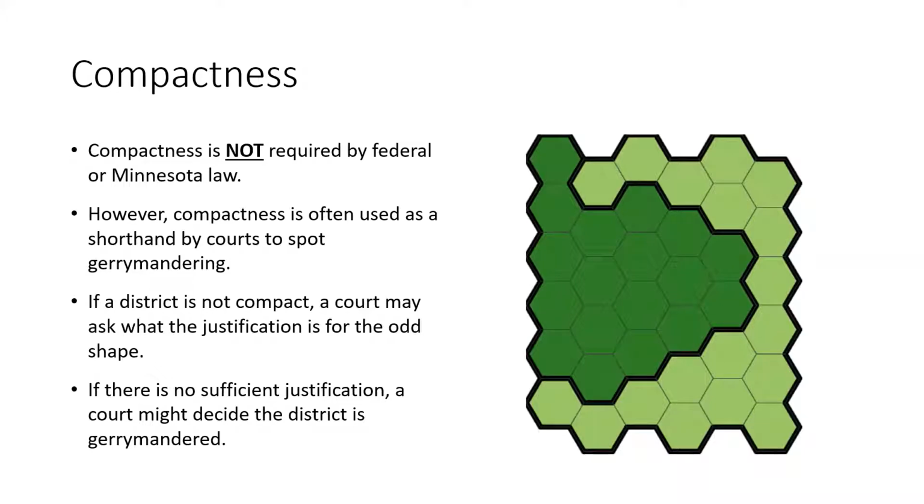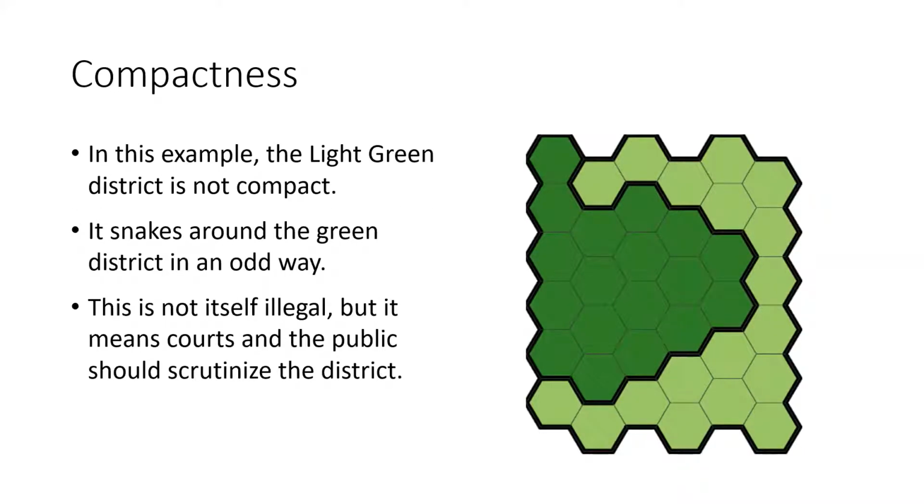Okay, now that we've got that cleared up, you can see in this example of Hexland that the light green district is not compact. It kind of snakes around the dark green district in an odd way. So again, this itself is not illegal, but it does signify that the court and public, if they're watching the map drawing process, should scrutinize this district and ask why it's that strange shape. Why does it look like that? There may be a good reason. It might be because there's another principle at work here, and we'll get to some of those principles.